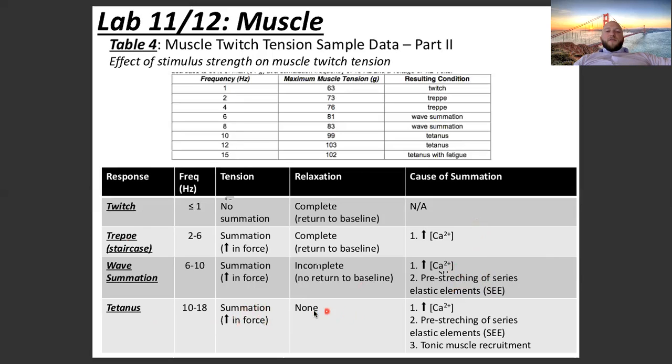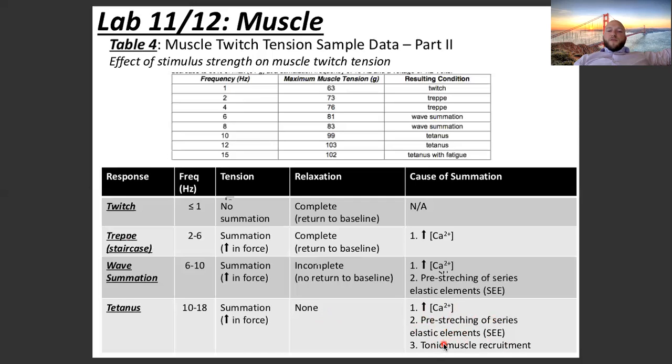At tetanus, we're going to see the highest amount of summation, the highest amount of force generated. There's going to be no relaxation at all. All that calcium is going to stay in the cytoplasm all the time. The amount of calcium getting transported back into the sarcoplasmic reticulum is negligible. Further increasing calcium concentration within the muscle cell, pre-stretching series elastic elements. So there's always going to be full stretch on our muscle cells.